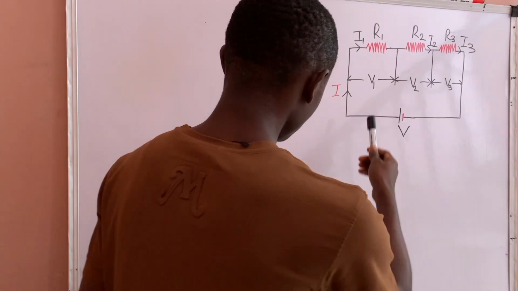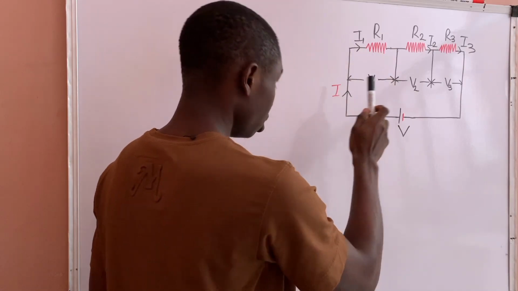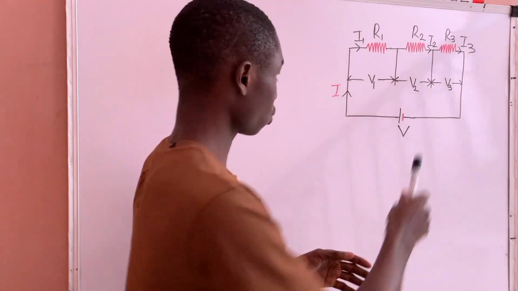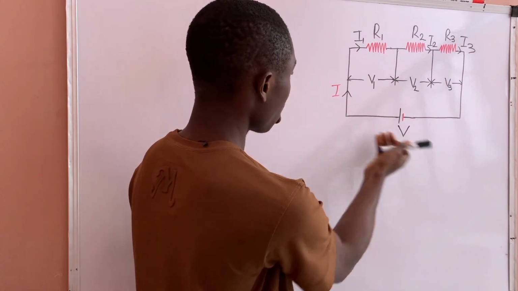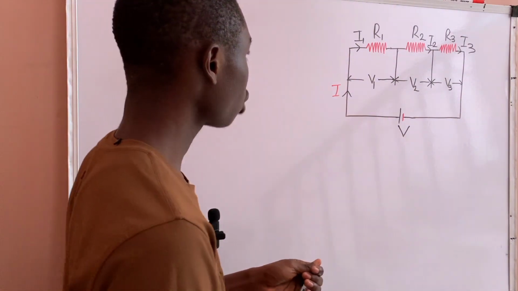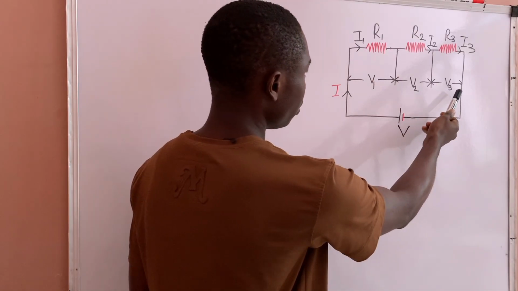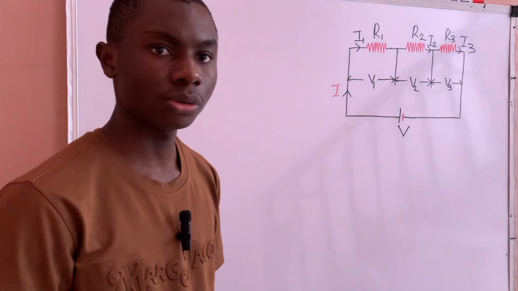The current that flows through resistor R1 is I1. The current that flows through resistor R2 is I2. And the current that flows through resistor R3 is I3. Also, we have the supply voltage and the supply current. The voltage that drops across R1, R2, and R3 is V1, V2, and V3 respectively. And this is a series circuit.